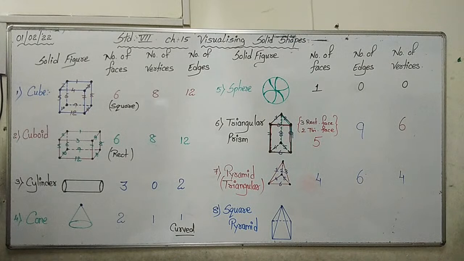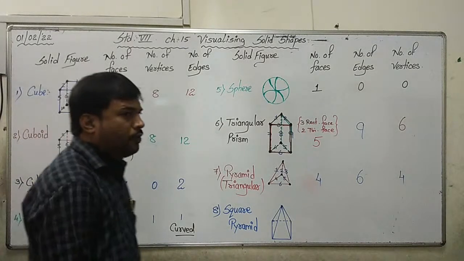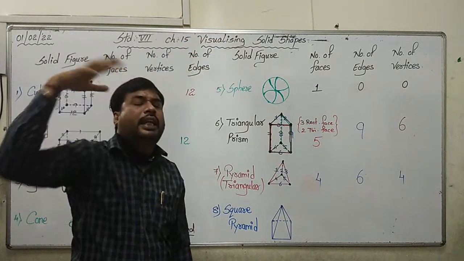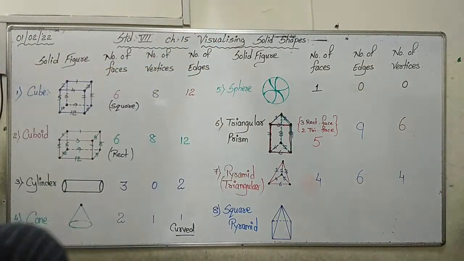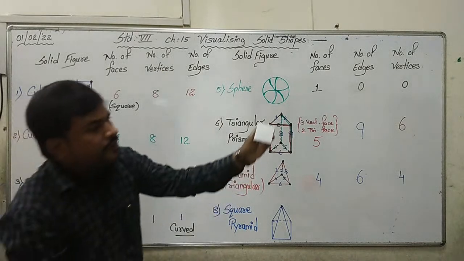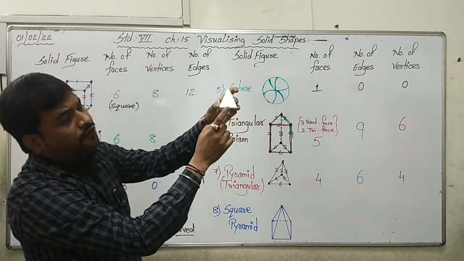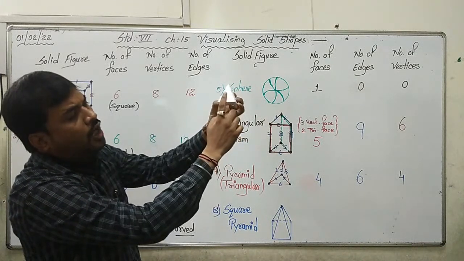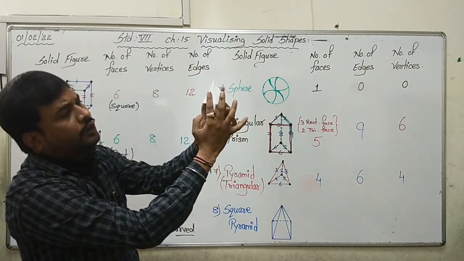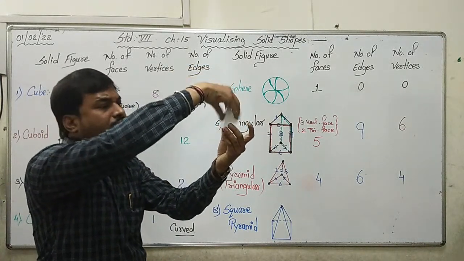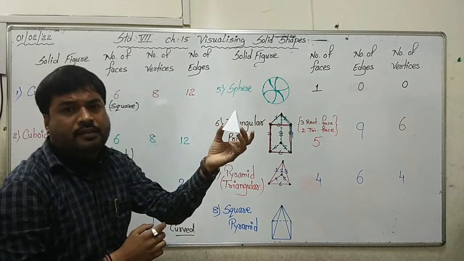Let's move further. Now let's talk about square pyramid. A square pyramid has a square base with four sides, so from each of the four sides a triangular face arises. You can see that it is a square form. And from each side, 1 2 3 4, a triangular shape arises.